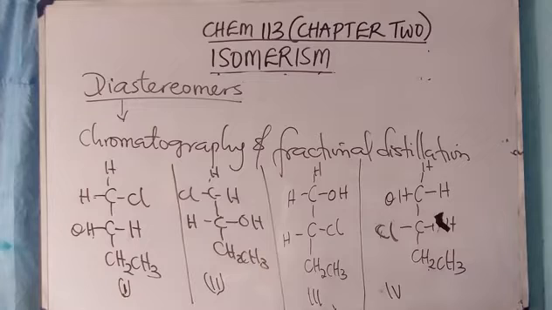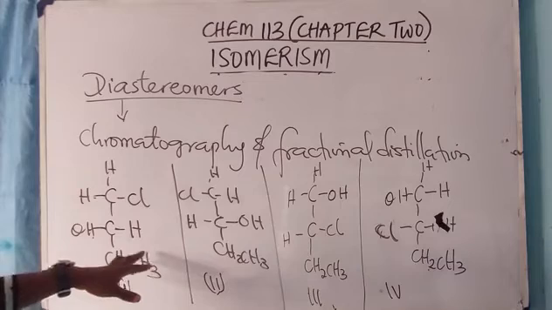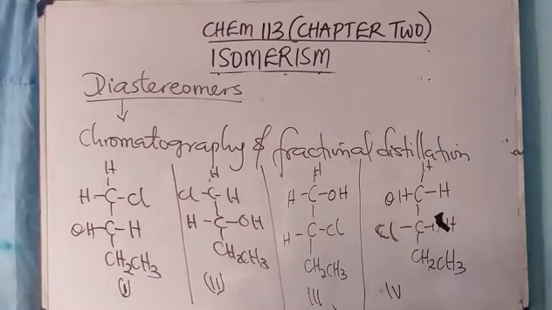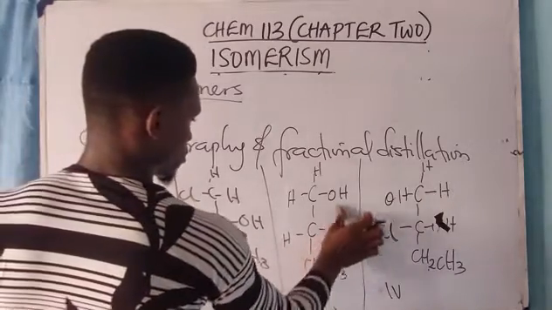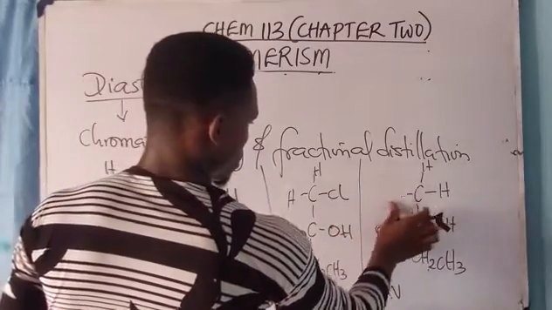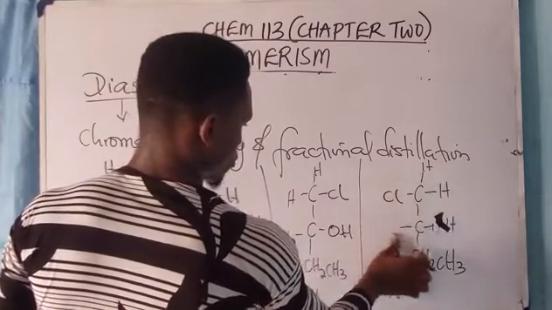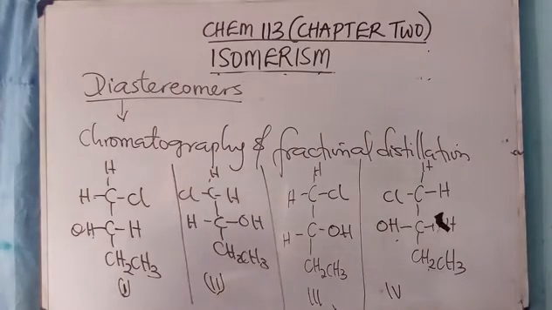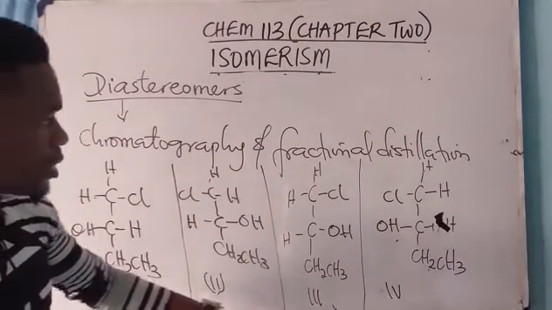Something is wrong somewhere. Let's check. Second OH. Okay, let me do it like this. Cl OH, and I have Cl OH. Okay, better now.